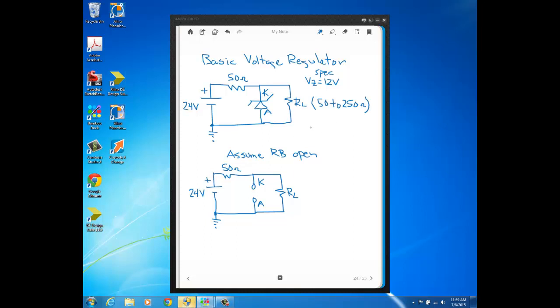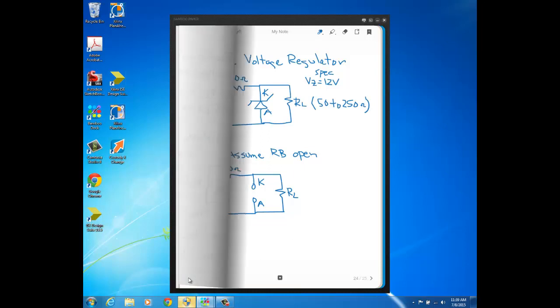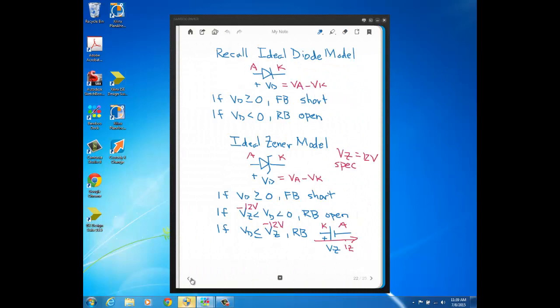So just like with non-Zener diodes, in order to find the state, we use the ideal diode model. Well, with a Zener diode, and we always will assume Zener diodes are ideal in this class, we're going to use the ideal Zener model that was mentioned a couple of videos ago. So if I back up a few pages, right here is our model.